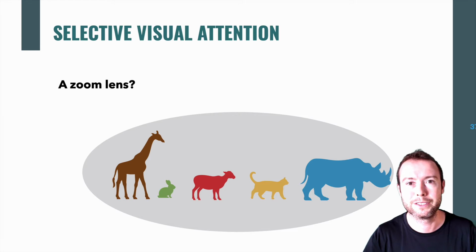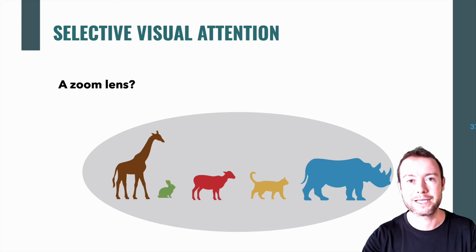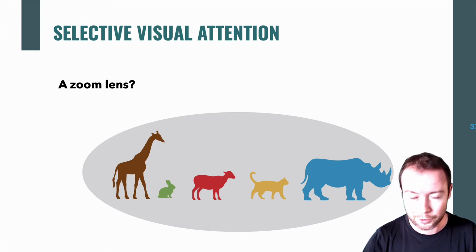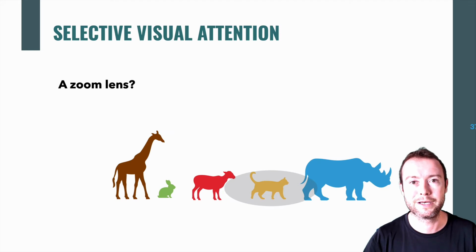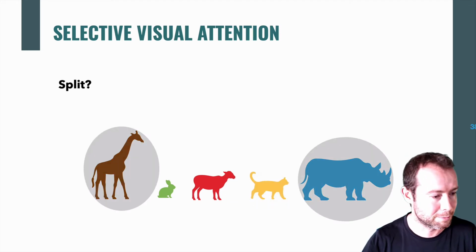An alternative metaphor is that it works like a zoom lens. So depending on the task, maybe at some times we want to process everything broadly, or at other times we might narrow down that focus to process a particular object.